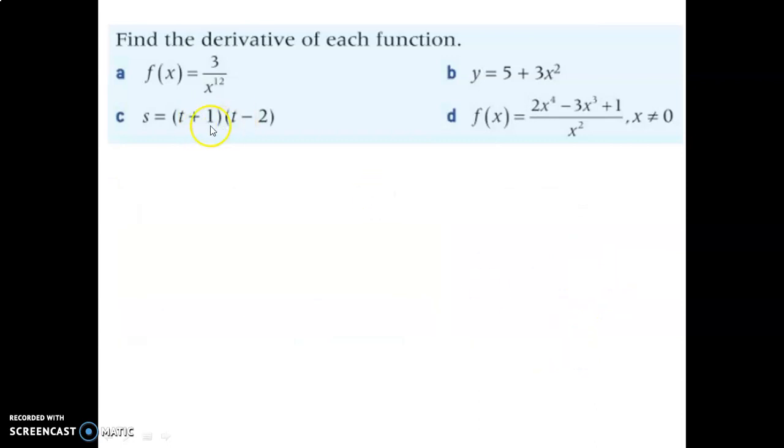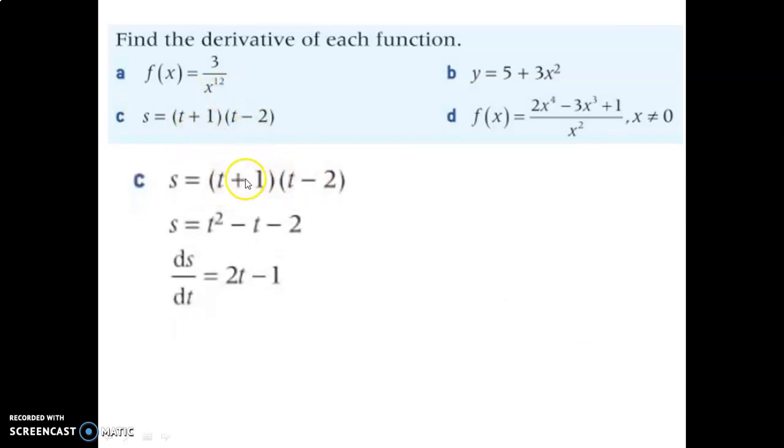In C, take a close look. What are you going to do before you can take the derivative? What do you need to do with this before? Well, I hope you're thinking, I don't know any rule about multiplication like that, so I should combine these. So multiply these through to get this. And then you can take the power rule in each part, which is 2t minus 1 for this one, and then minus 2 becomes a 0. It's gone.